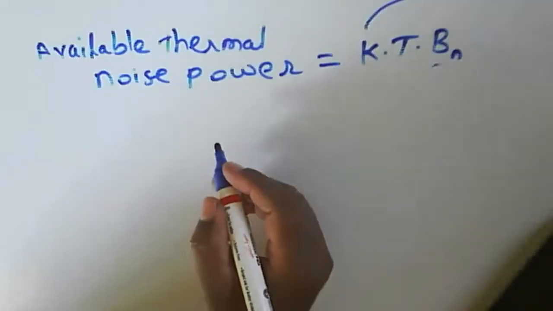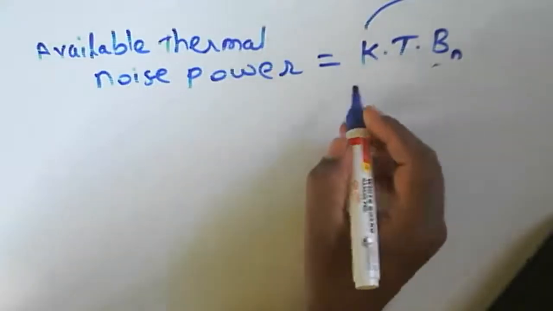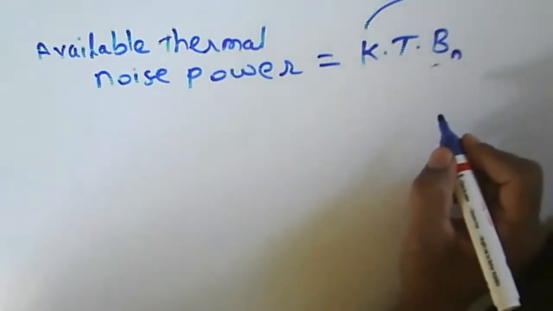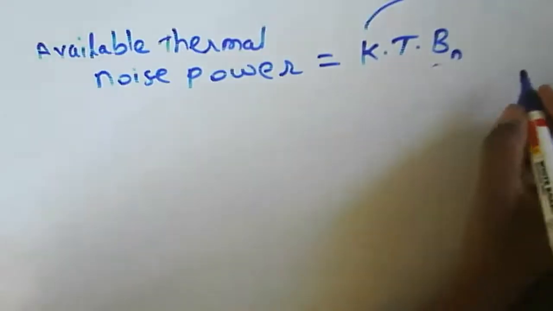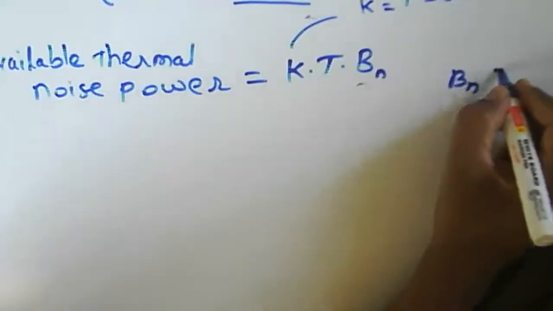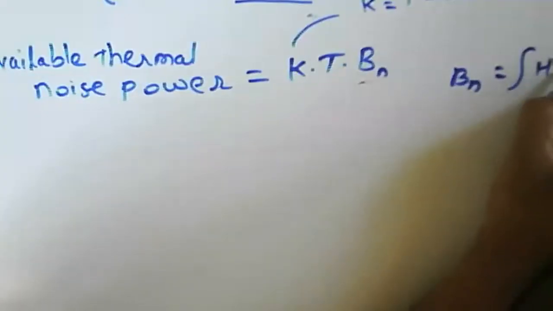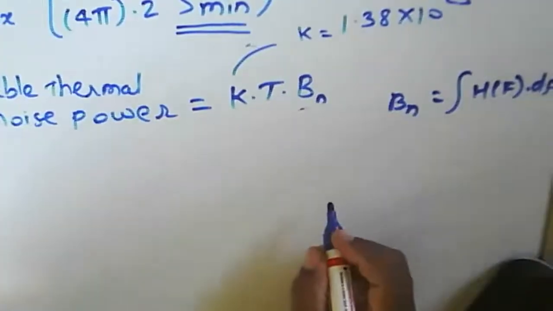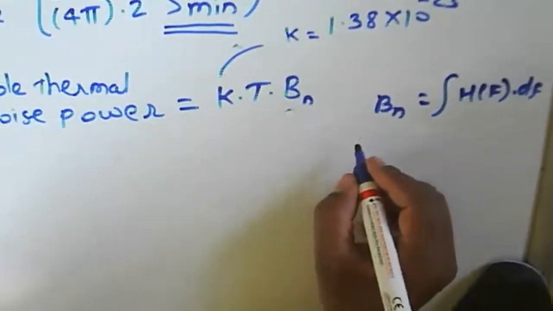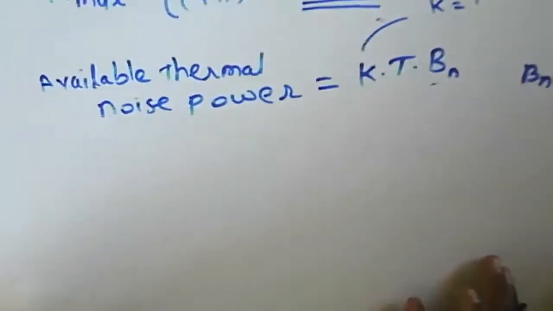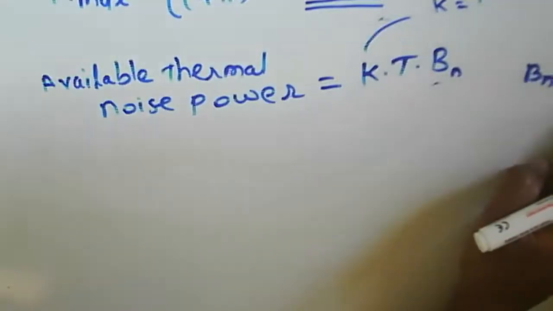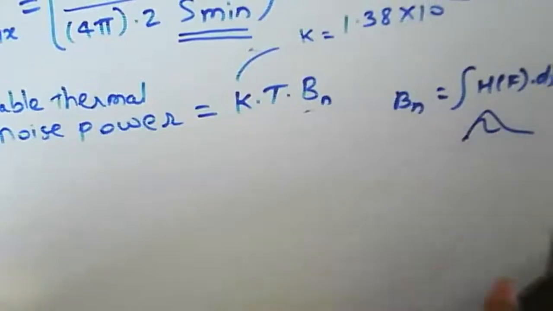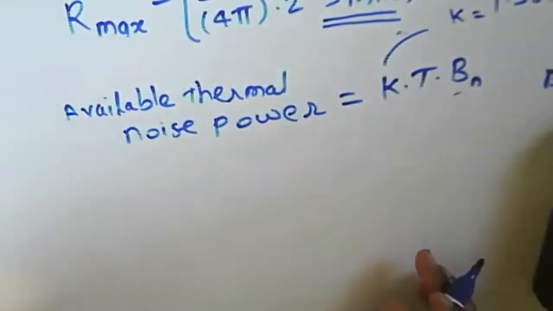Generally we say that for the given particular response, that response is a function of frequency. To elaborate, it is H of f, which changes with respect to frequency. So this is the bandwidth, and that response H of f is the response of your IF. That is to be considered.